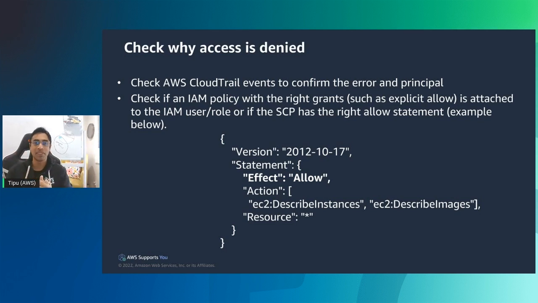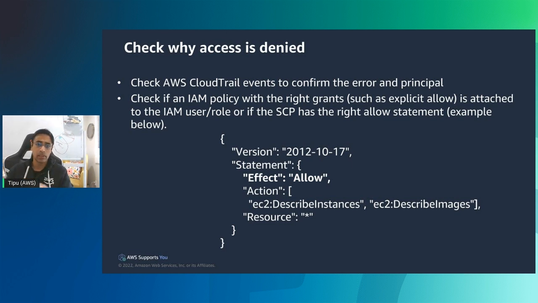So here are just some steps that you can take to figure out what's going on. And after this, I will go over some tools that can help make this easier. But first thing is check in CloudTrail to confirm the error and the principal. I say this because the CloudTrail message can give you some great hints into what's going on, why it's being denied. The deny error message can sometimes tell you exactly why it's being denied. And so those CloudTrail events in those logs are very useful. Next, check if an IAM policy with the right grants, the explicit allows, is attached to the IAM user or role who is expected to have this permission.